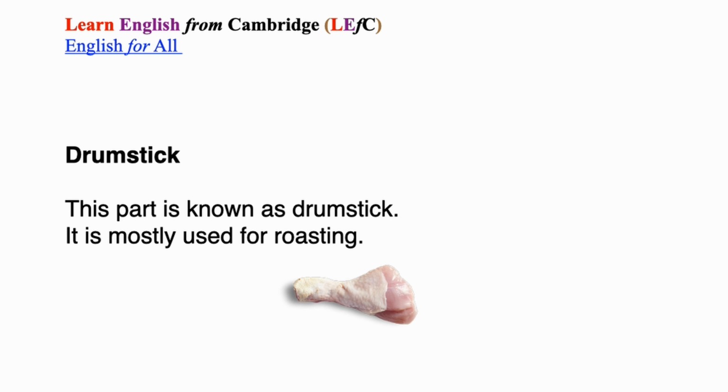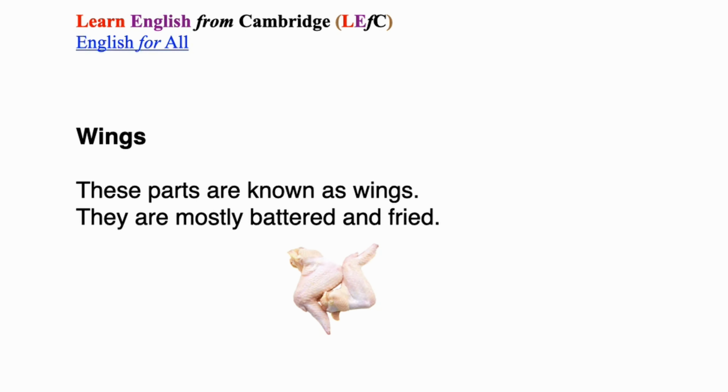Drumstick. This part is known as drumstick. It is mostly used for roasting. Wings. These parts are known as wings. They are mostly battered and fried.